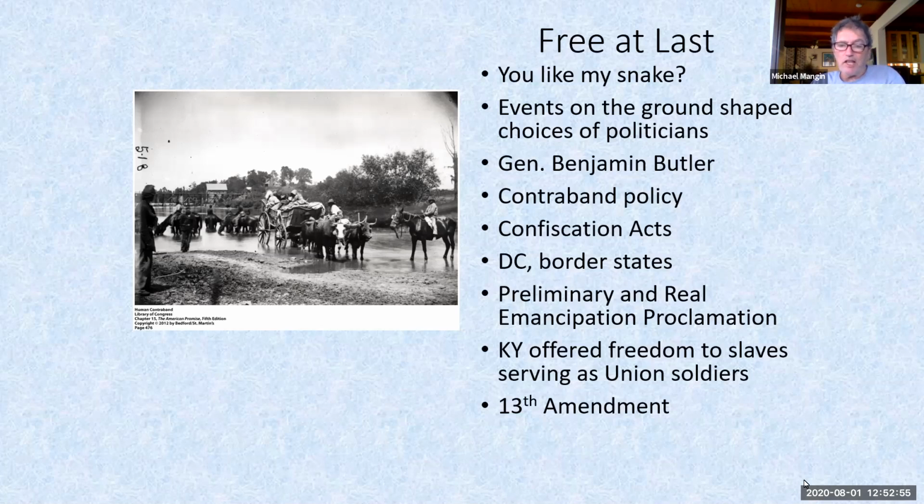spottily. Kentucky offered freedom to slaves. If you served in the Union Army, you'd be free. So they offered that. The 13th Amendment passed in early 1865 was what finally ended slavery in the United States. It was passed by 2/3 of Congress barely and 3/4 of the states.